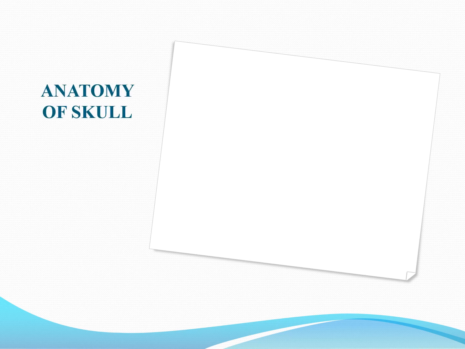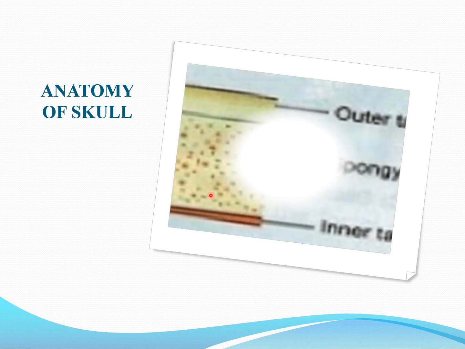This is a slide showing the picture of the anatomy of the skull, and you may see that it consists of three layers. The first is the outer layer, then in between the two layers is the diploe or spongy layer, and the inner one is the inner table. So in between the inner and outer table is the diploe or the spongy layer.